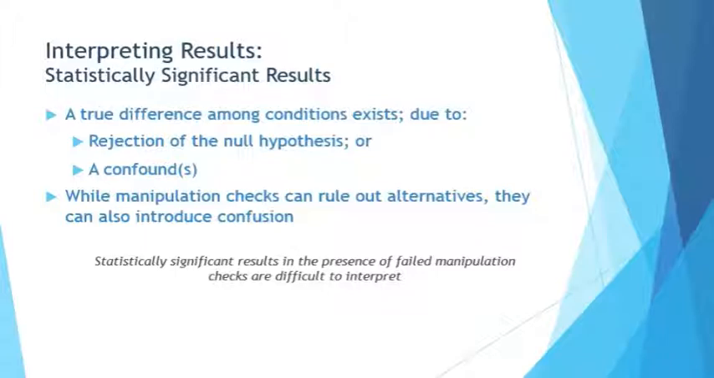Statistical significance indicates the results for each of the conditions are sufficiently different, and consequently, the null hypothesis of no difference is rejected. In other words, there appears to be a true difference among conditions. A word of caution.